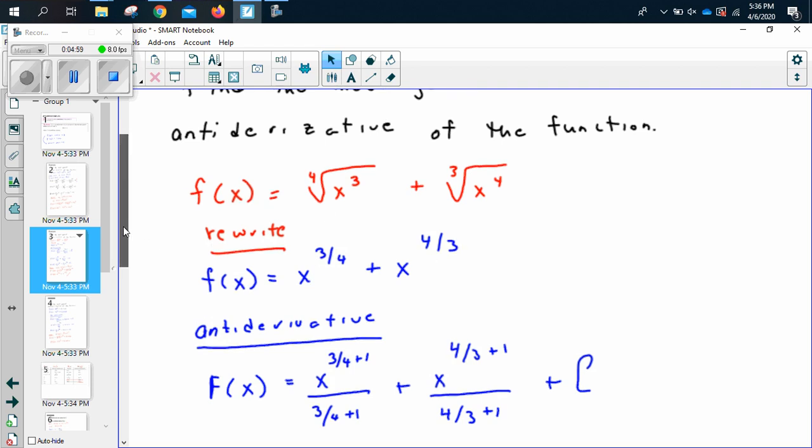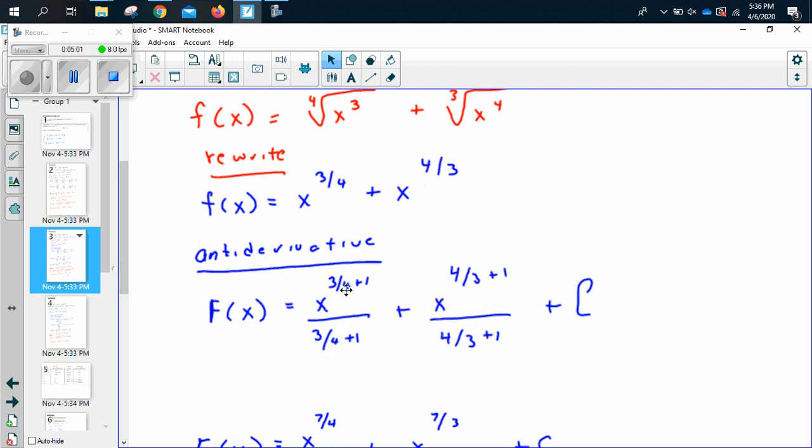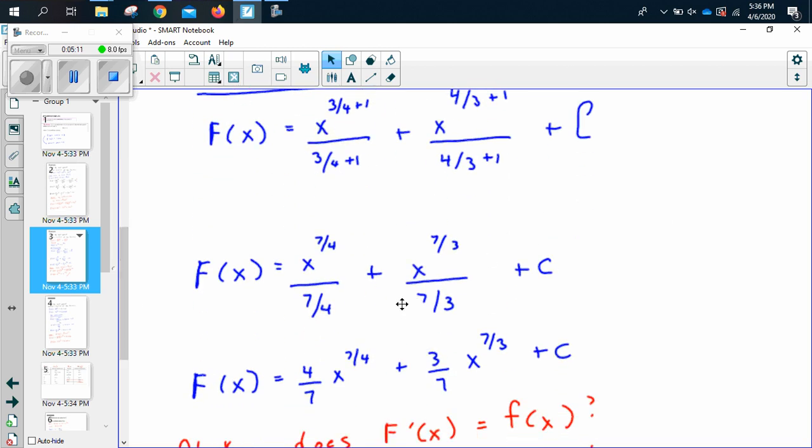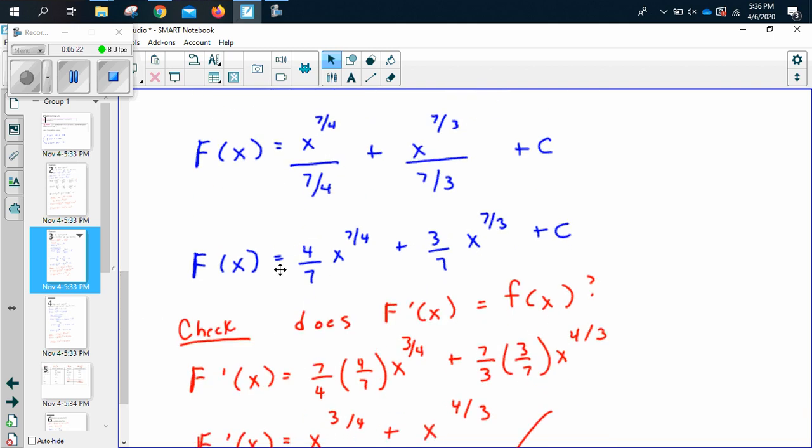And then I need to add 1 to the exponent and divide by the new exponent. So I add 1 to 3/4, add 1 to 4/3, divide by those new exponents, and I get this. And then, of course, I want to fix that. Dividing by a fraction is multiplying times the reciprocal. And then that is the derivative, so this is my answer, but I can check it.